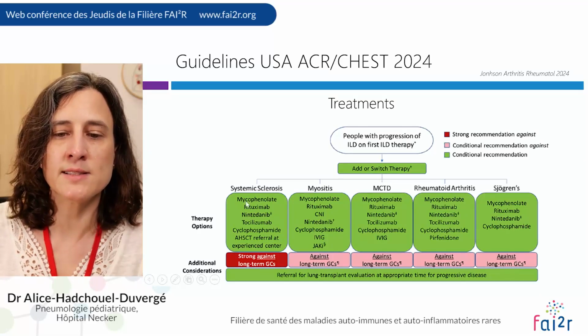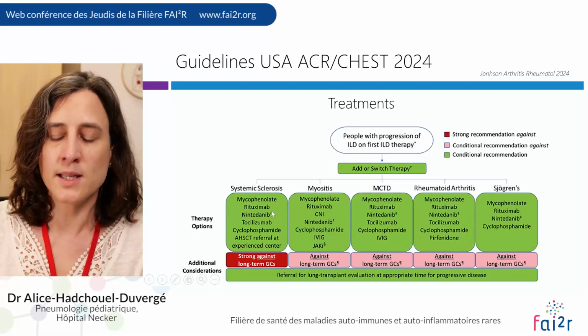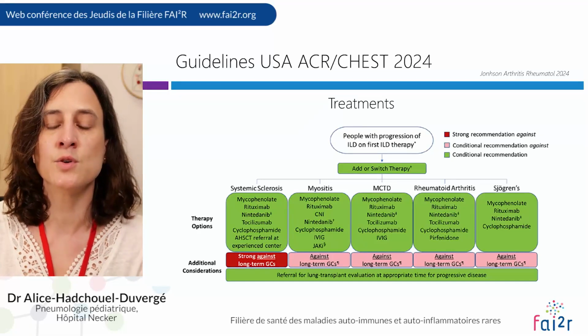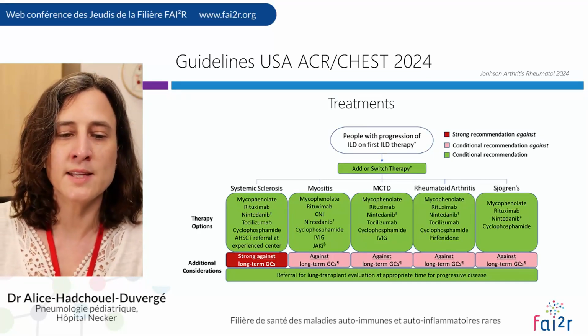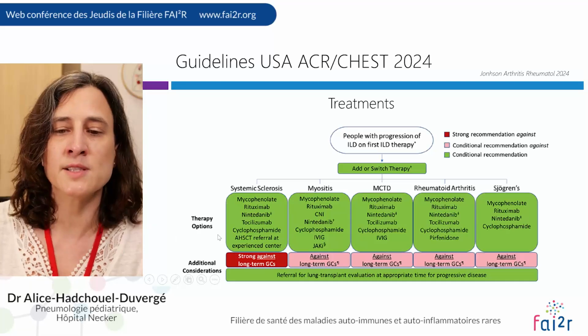And in systemic sclerosis and myositis, there is also now a place for antifibrotic drugs like nintedanib. Nintedanib has the authorization of use in systemic sclerosis in adults and in children. Now it also has been recently approved by the EMA to be used in progressive fibrosing lung disease in children aged 6 to 17 years old. Regarding the association with glucocorticoids for the second-line treatment, there is a strong recommendation against the use of long-term glucocorticoid for systemic sclerosis, and there is a conditional recommendation against the use of long-term glucocorticoid in the other connective tissue diseases.